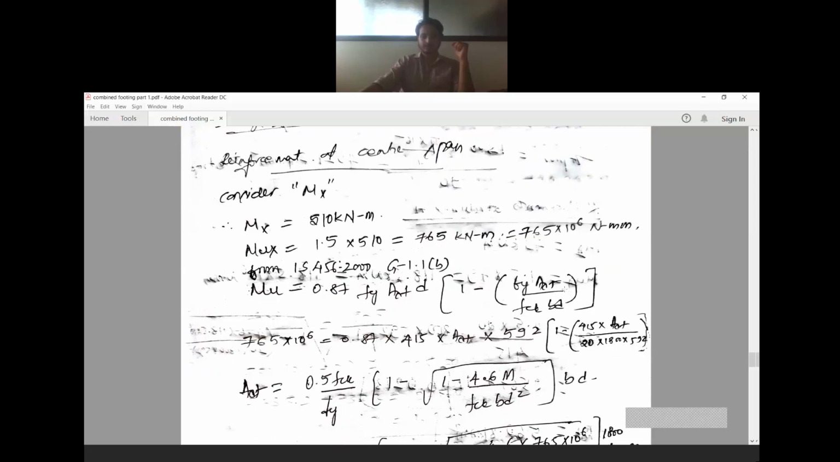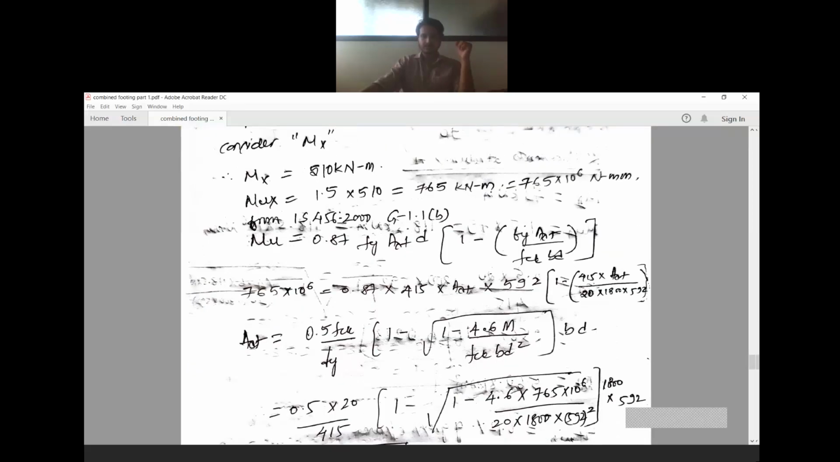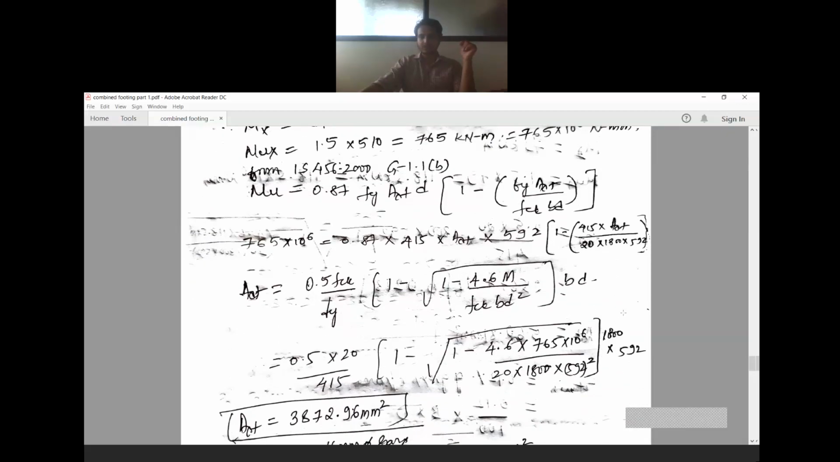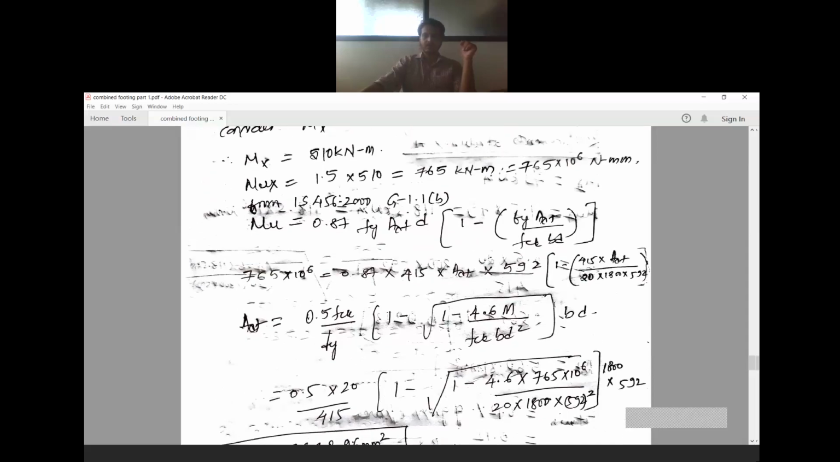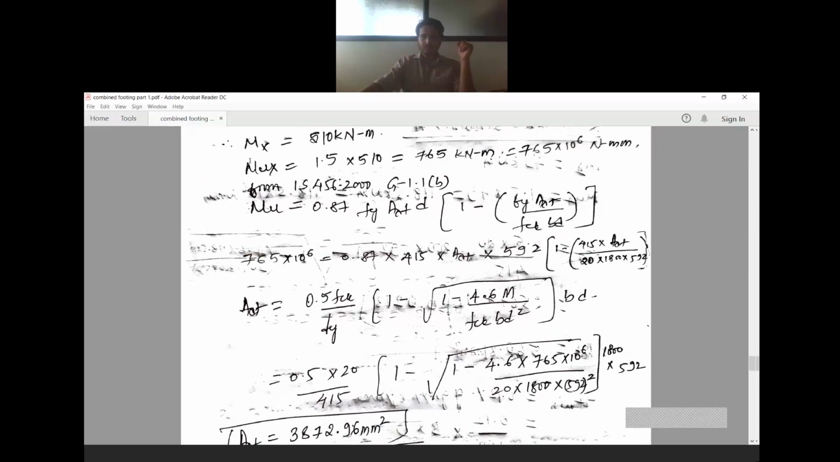For easy substitution, if you have the latest calculator, you can calculate the Ast by substituting the values directly, keeping Ast unknown. If you are using an older calculator, to ease the calculation we have modified the Ast equation. You can observe here this modified Ast equation. You shall note down this one.